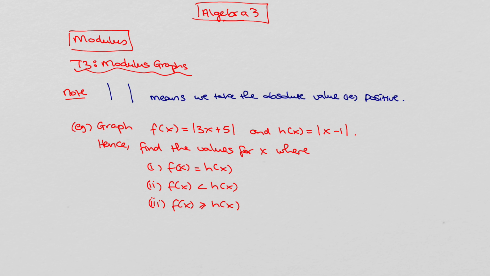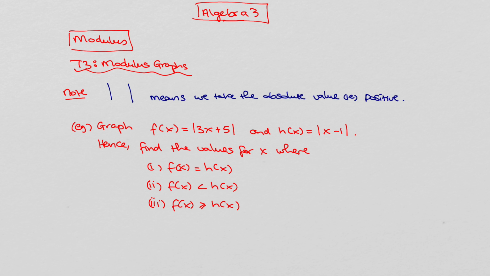So in this example here, we are asked to graph two modulus functions. The first one is f of x equals the modulus of 3x plus 5. The second one is h of x equals the modulus of x minus 1. And the question says, hence, find the values for x where f of x equals h of x, f of x is less than h of x, and f of x is greater than or equal to h of x.